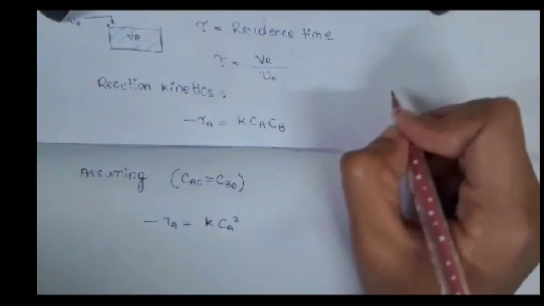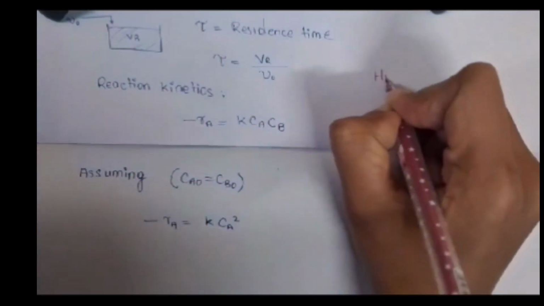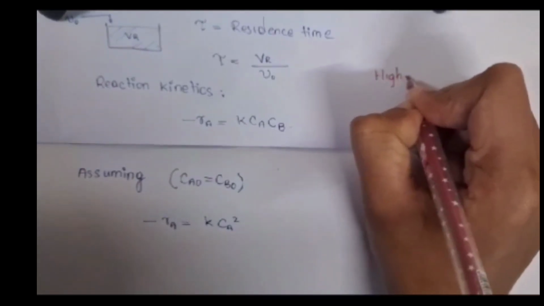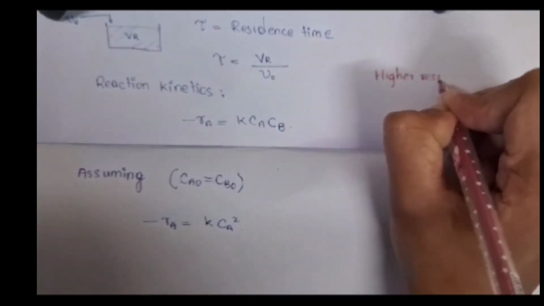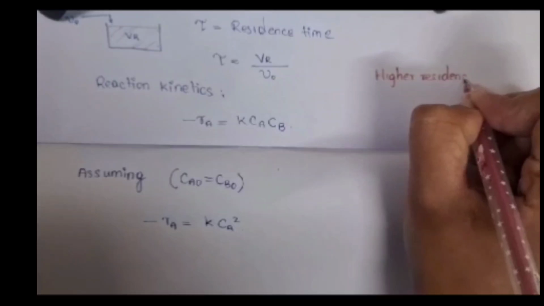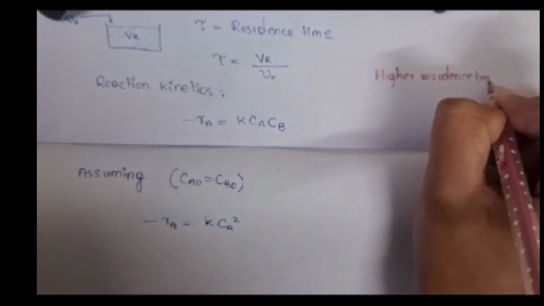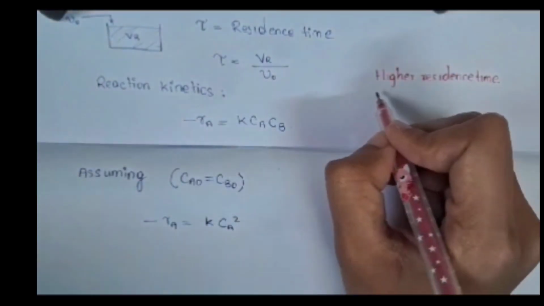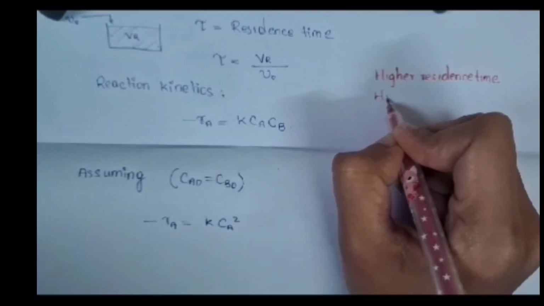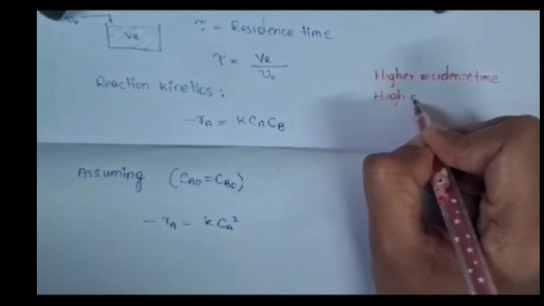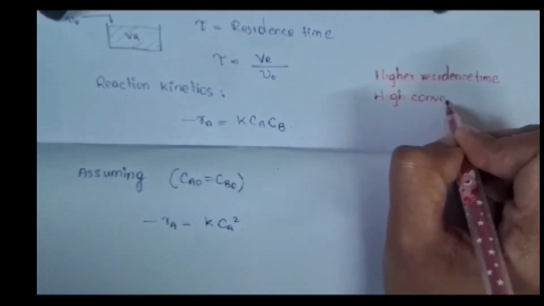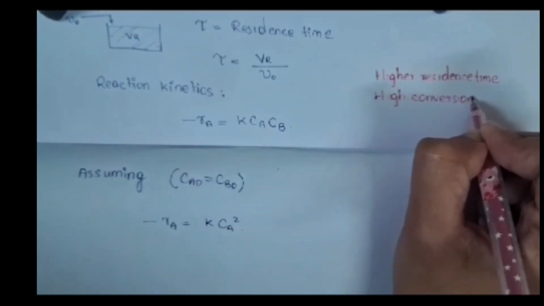Residence time plays a key role in achieving desired conversion levels. A higher residence time generally results in higher conversion, as the reactants have more time to react. For a second order reaction, the relationship between τ and the conversion is nonlinear.